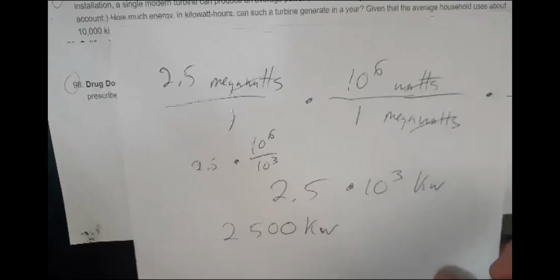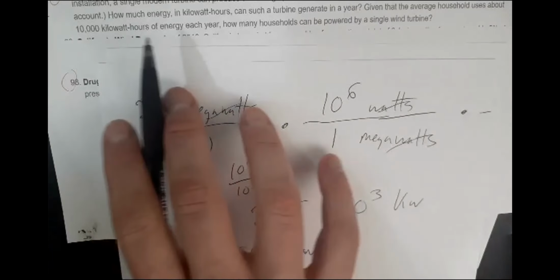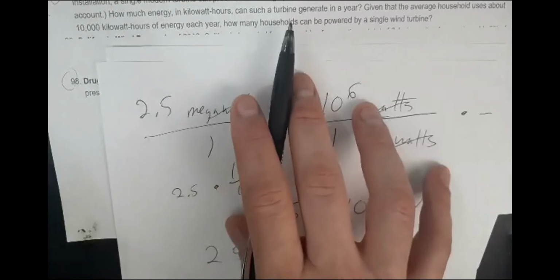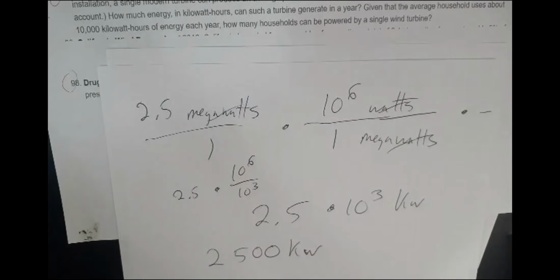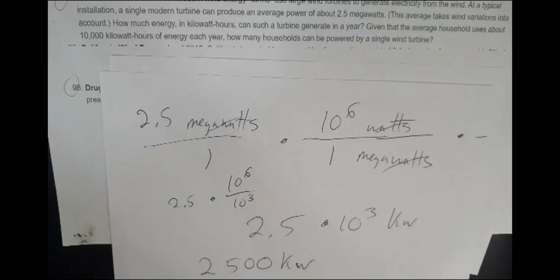And what was the question I was asking? How much energy in kilowatt hours does the turbine generate? And what was the time again? 2.5.